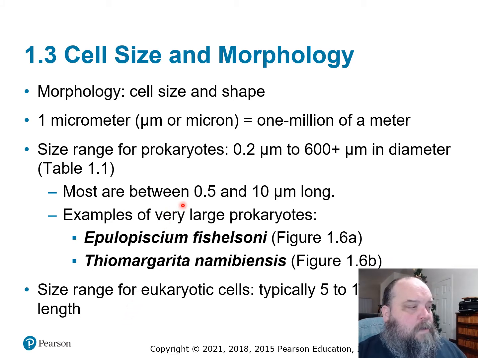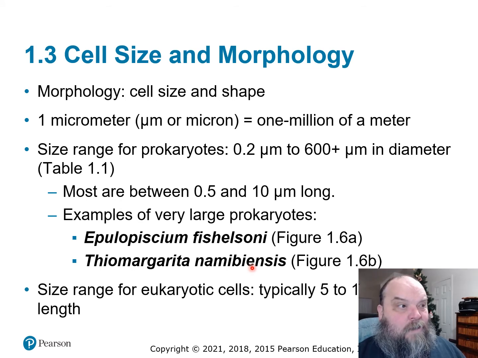The majority of microbes are going to be between 0.5 and 10 micrometers in length, okay? Remember, micrometer, that's a millionth of a meter. Now, not all of them are going to be quite this small. Some of them, Epulopiscium fishelsoni, Thiomargarita namibiensis, these are actually big enough that you can almost see with the naked eye.